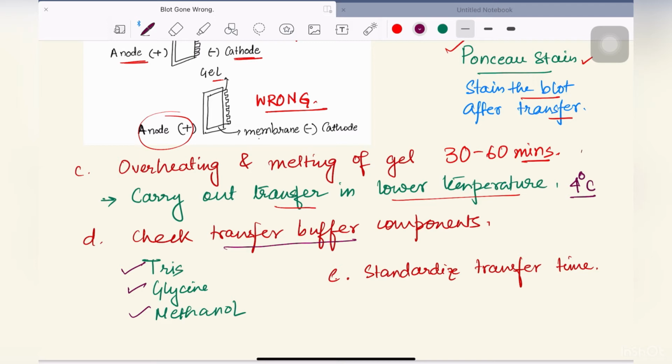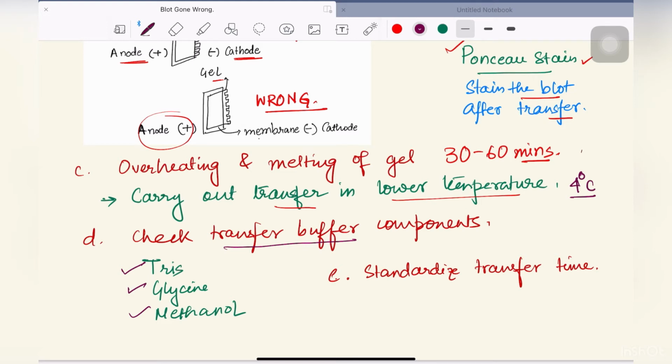And another thing that you have to standardize in this whole process. Actually, Western blot requires many standardizations. We will see in our next detection step as well. And here in the transfer step also, you need to standardize the transfer time, that is, for how long you will allow this transfer to occur so that your protein is transferred properly and it will be visible on your blot.